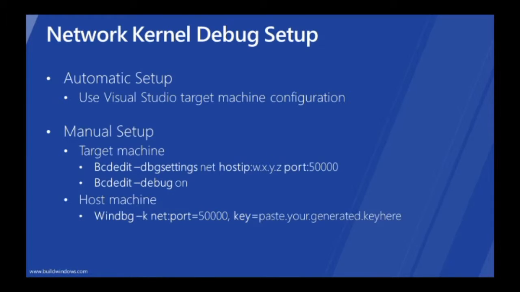The other thing that you need to do after you specify the network debugging settings is to actually turn on debugging. You do this by simply saying bcdedit /debug on. After this is done, on the host machine, if you're going to run the debugger directly from the command line, you simply type windbg -k. You specify that you want to use network debugging, and you tell it the port, and you paste the key that was generated on the target machine onto the command line so that the debugger knows what key to use.